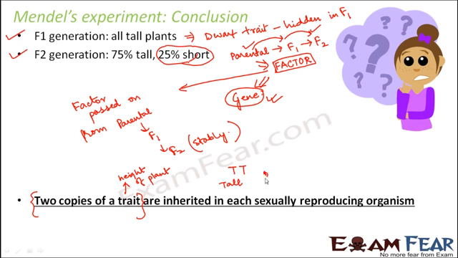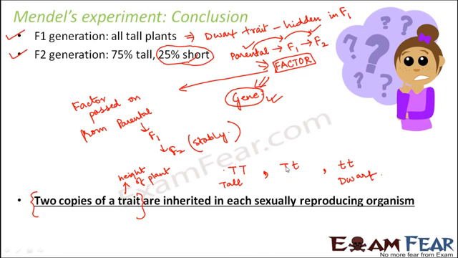A plant can be capital T small t, that means a capital T from father and a small t from mother. A plant can also be small t small t, that is a small t, short or dwarf, from father and dwarf from mother. So this plant is going to be a dwarf or a short plant, right? But here both are tall. That is why the plant was tall.